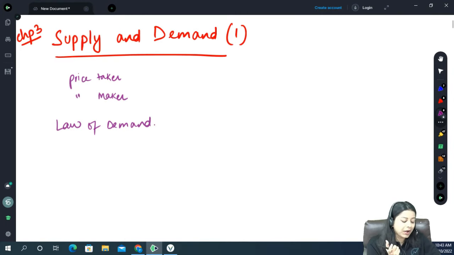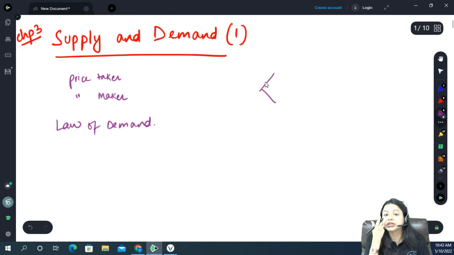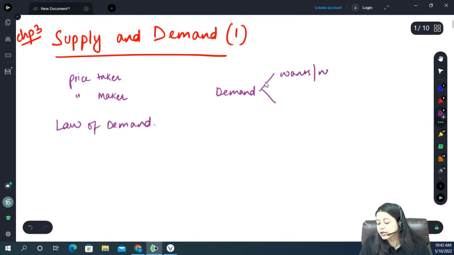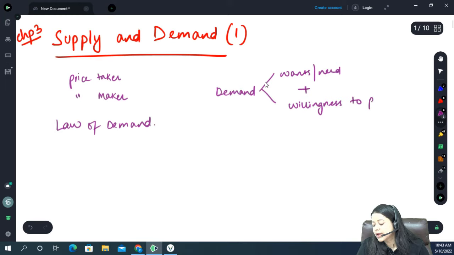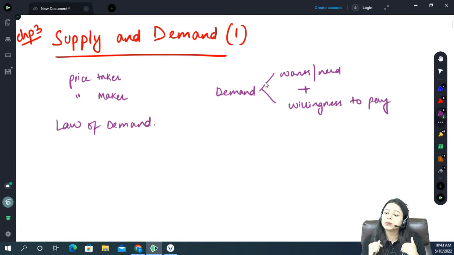So law of demand is about the quantity of good. What is quantity of good? The amount of good that you are demanding. Now, the word demand has two aspects. One is want or need plus the willingness to pay. For example, as I said, human wants are unlimited, right? The human wants are unlimited.